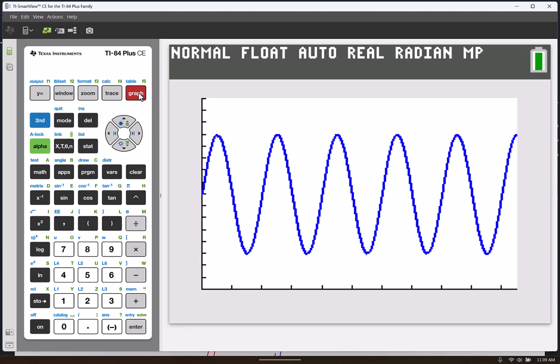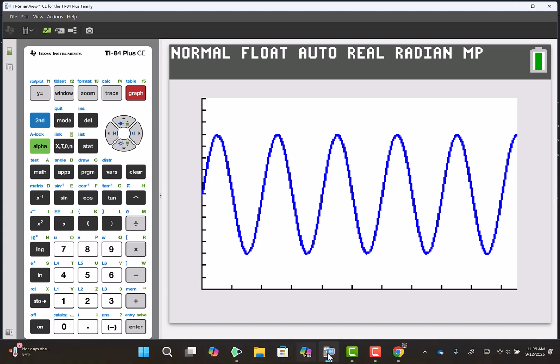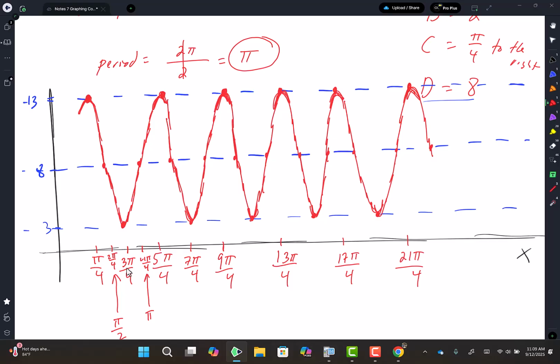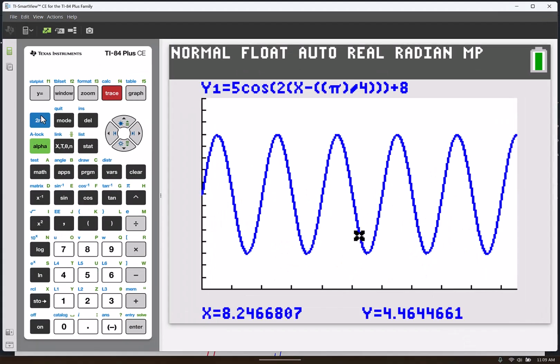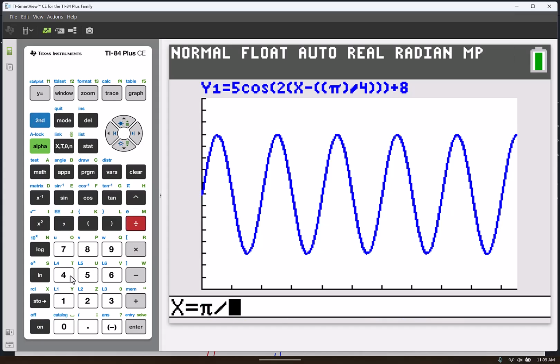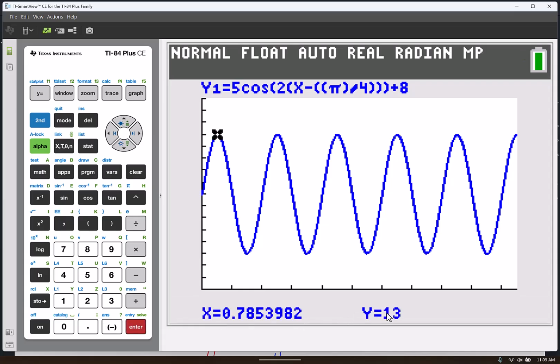Let's see if it's perfect. So how do I see if it's perfect? I'm going to push the trace button, and I'm going to type in pi over 4. So trace, and then just go pi over 4. What you want to see here when you push enter is that you don't want to see any decimals on the y value. Bam, and look at that. So you don't want to see 12.999, you don't want to see 13.00001, you just want to see 13.